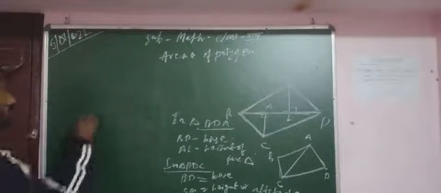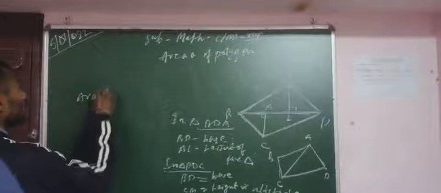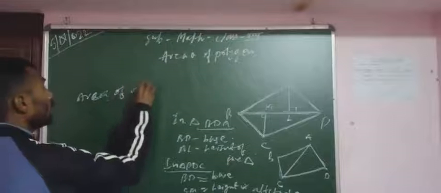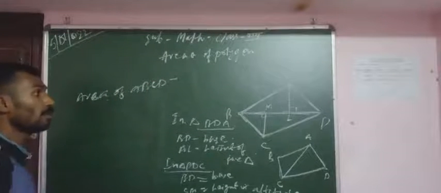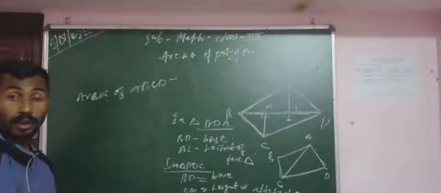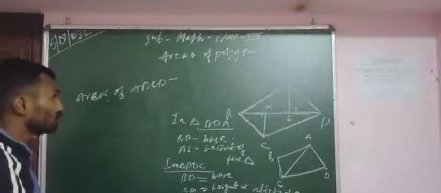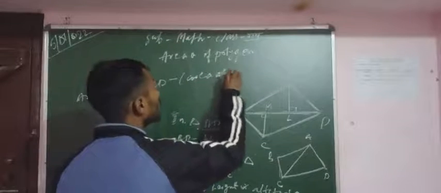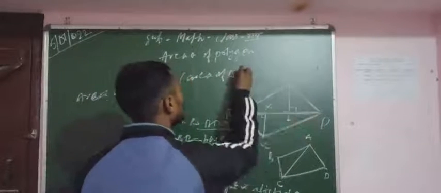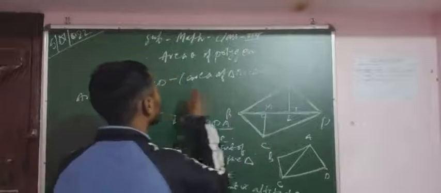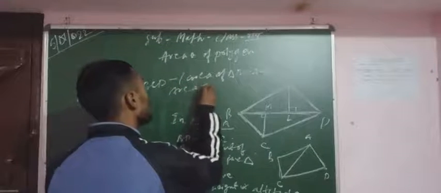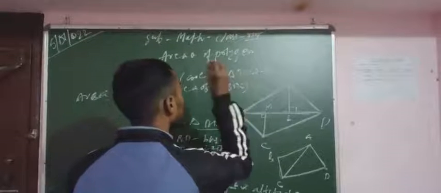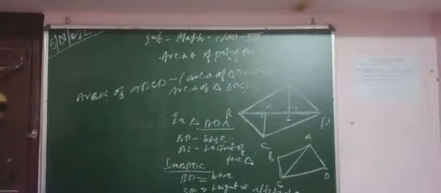Now the area of ABCD, it's a polygon or maybe it's a quadrilateral. Okay, now look at this. So area of triangle BDA plus area of triangle BDC.